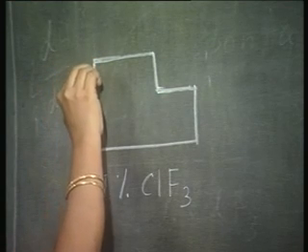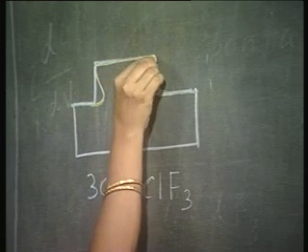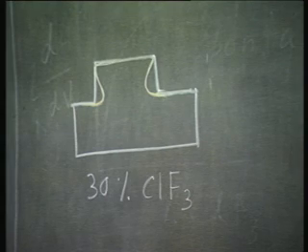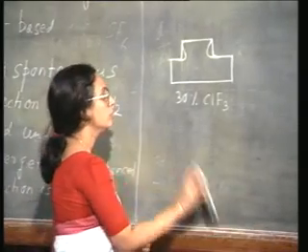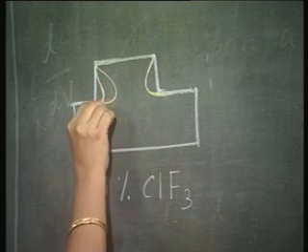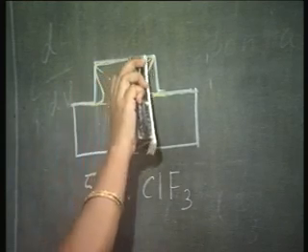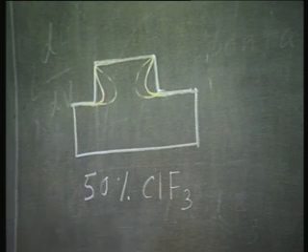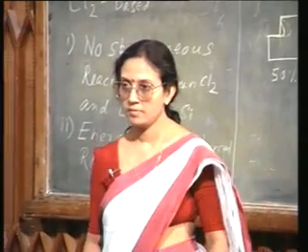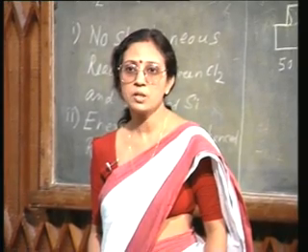What am I going to have is, you will find undercuts, right? If I go to even higher, say 50%, so as I increase ClF3 percentage, I am going to have more and more severe undercut problem because the etching is going to be isotropic.